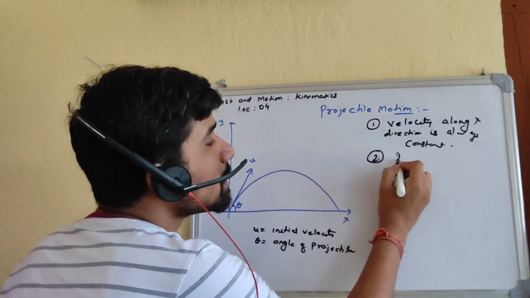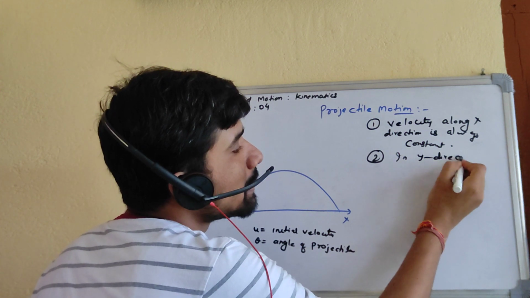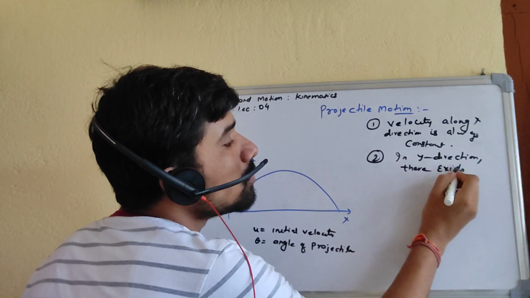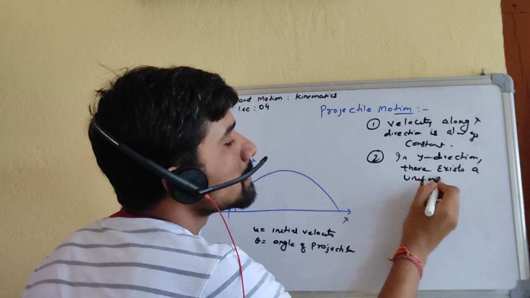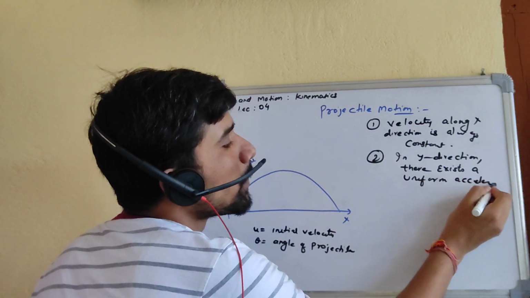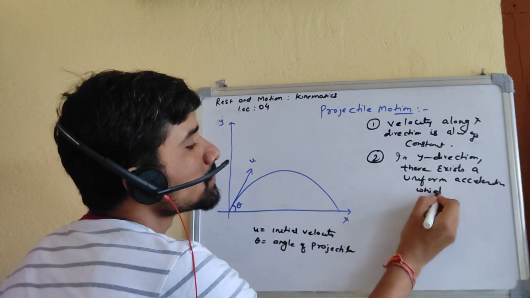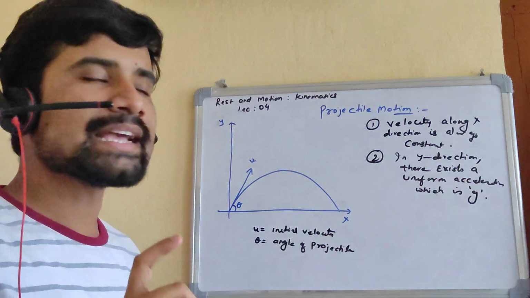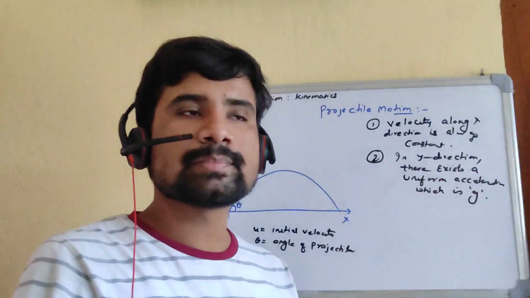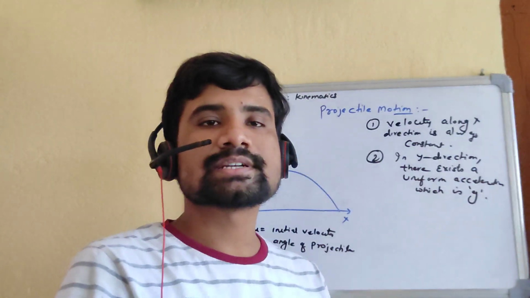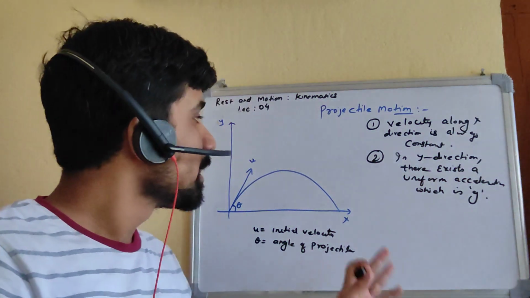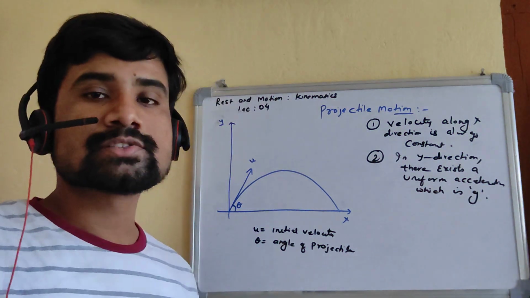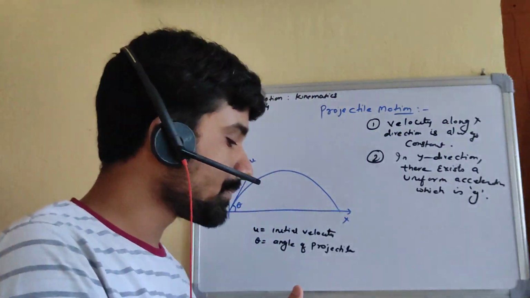So in the y direction there exists a constant or uniform acceleration, which is g. So in the x direction, since there is no acceleration, I can simply use the distance, speed and time relation: distance equals speed into time. In the y direction, since this is a case of uniform acceleration, I can use those equations of motion which we studied, right?